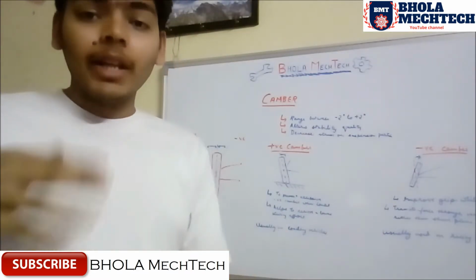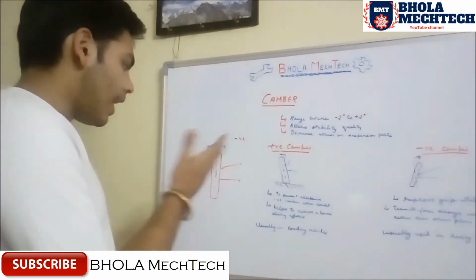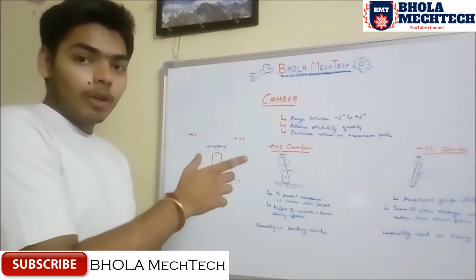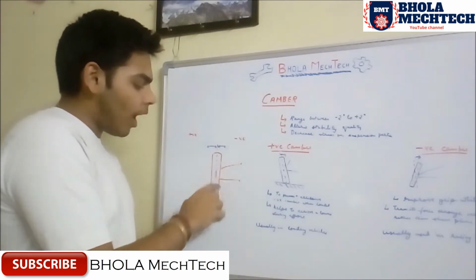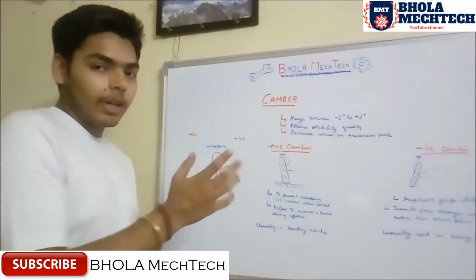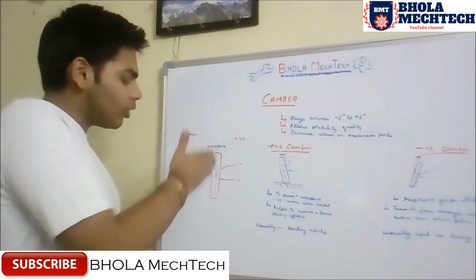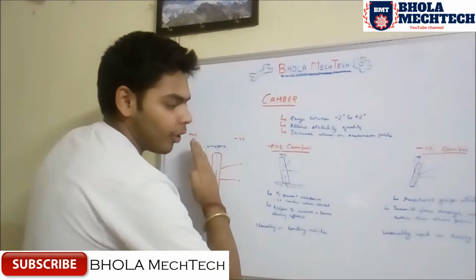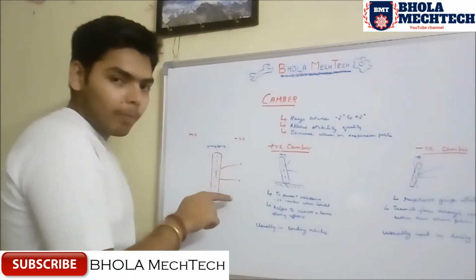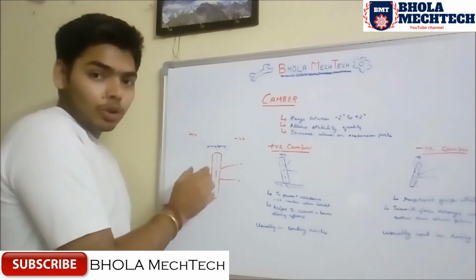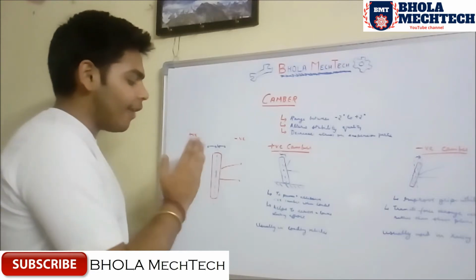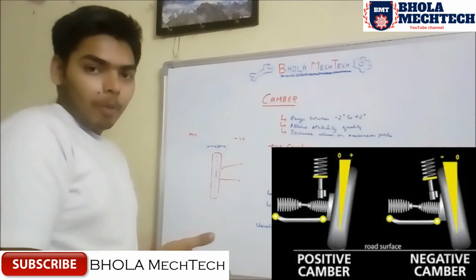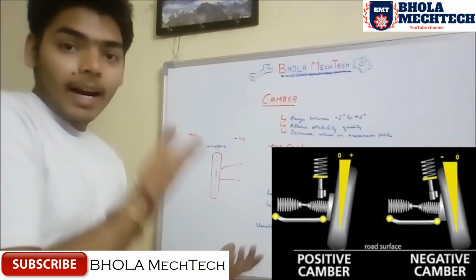So let's come to what is camber angle. I have made a diagram over here. This is a wheel that is mounted on the body of the vehicle by two arms. These are the two suspension arms I have tried to make. This is the vertical axis of the wheel. Now if the wheel is tilted somewhat outwards from the top and inward from the bottom, this is known as the positive camber, and if the wheel is tilted inward from the top and outward from the bottom, then this is known as the negative camber.